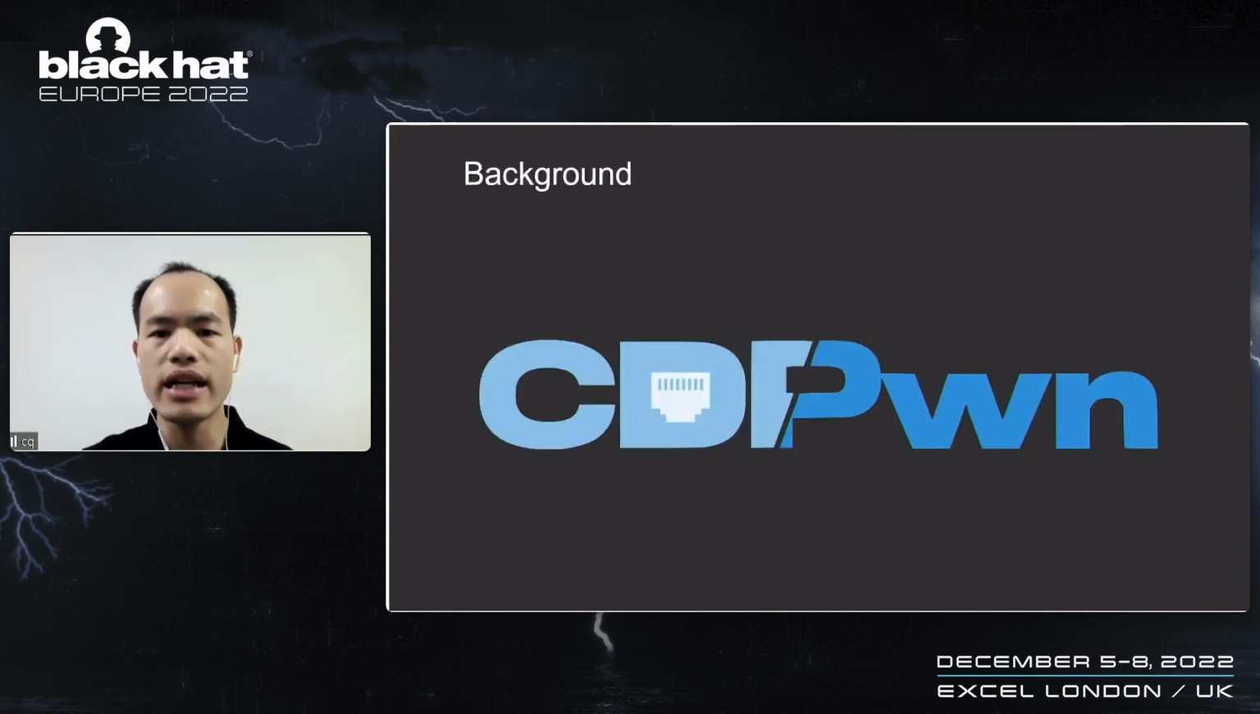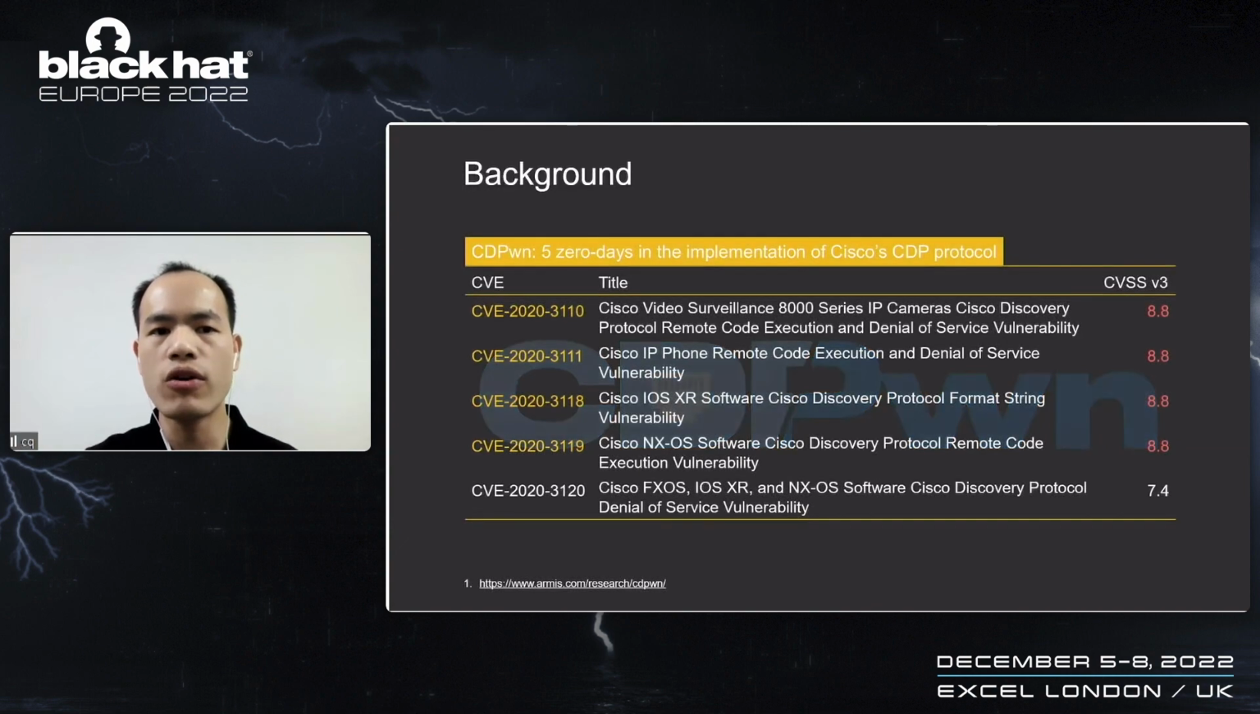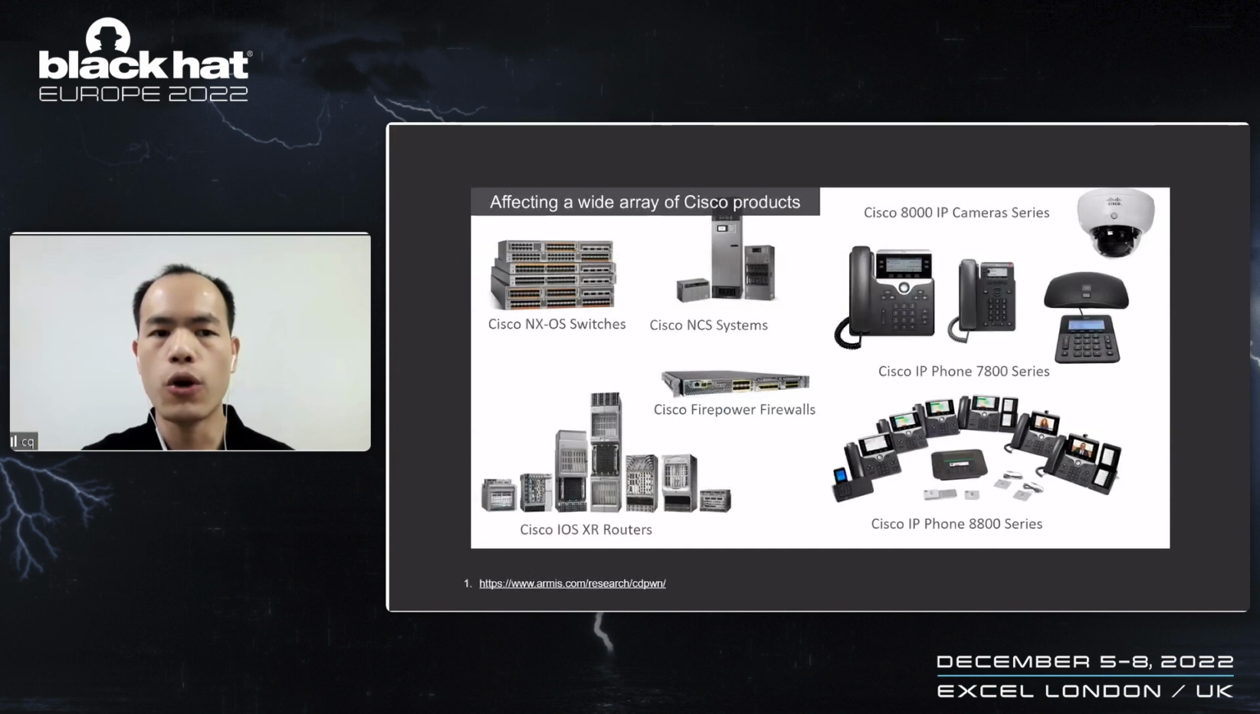Why did we start the LCDPwn research? Many of you may have heard of CDPwn. Yeah, it's the origin of our work. The CDPwn research conducted by Armis Labs in 2020 shed light on the severe impact of the attack surface exposed by the CDP protocol. It contained 5 zero-day vulnerabilities, 4 of which could be used to achieve code execution. Also, it affected a wide array of Cisco products, including switches, routers, IP cameras, and IP phones.